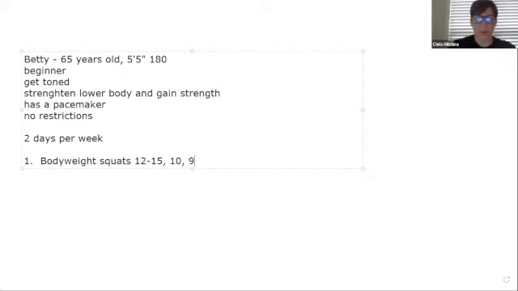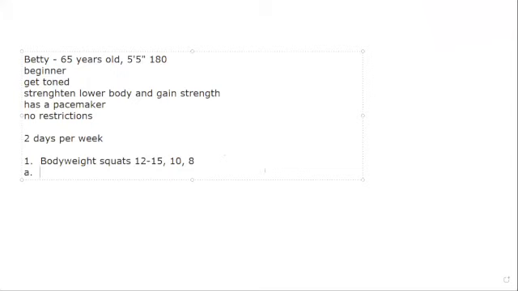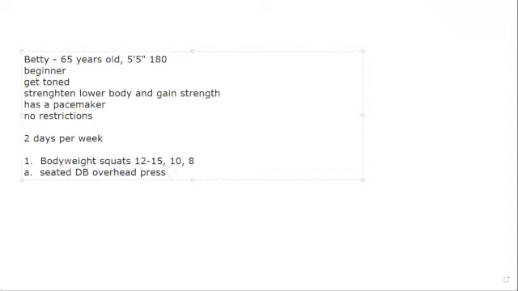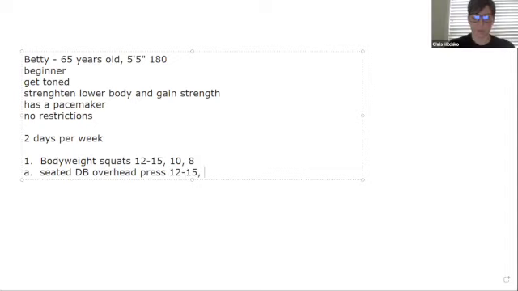All right. Somebody else give me the second exercise. Overhead press. All right. With what? Light dumbbells. Okay. Is she seated or standing? Probably seated. Okay. All right. Seated dumbbell overhead press. Give me a rep range on that one. About the same, 12, 10. Good. All right. What's next?